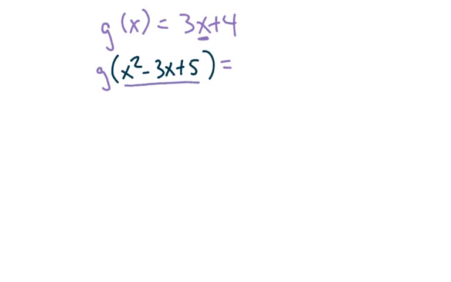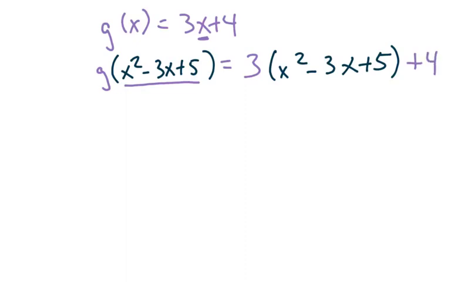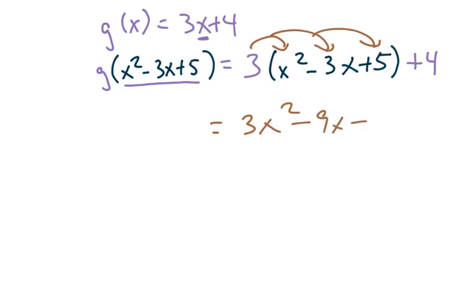So let's do that. We're going to be left with 3 times x squared minus 3x plus 5, plus 4, and distribute. Now I'm just going to clean it up. Now it's just an algebra problem. 3x squared minus 9x plus 15 plus 4.